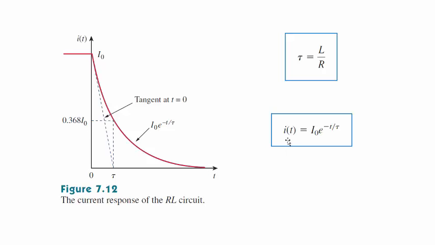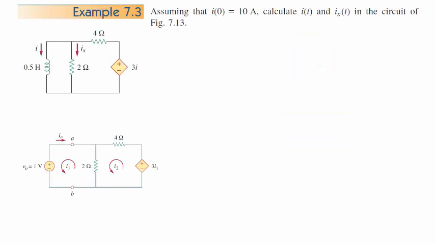So let's look at some examples. They're kind of similar to the capacitor examples, but let's look. This is the first example that I'm going to do, 7.3 in your textbook. It's a pretty good example because it has a dependent source in it as well.